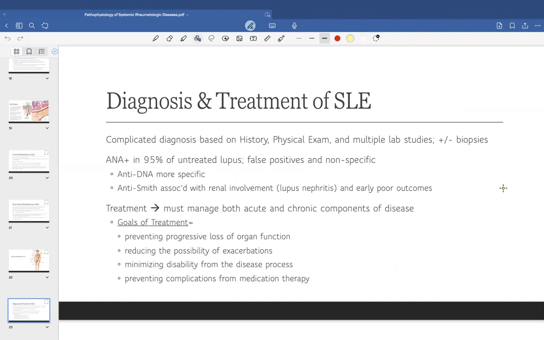As you learned in clinical diagnostics, your ANA is non-specific, but 95% of your untreated lupus patients will be positive. Yes, there are still false positives. It's non-specific. The anti-DNA and anti-double-stranded DNA is more specific. The anti-Smith, if they're anti-Smith positive, is more associated with lupus nephritis. So they've got to manage both acute and chronic. And again, preserving organ function is your ultimate goal.